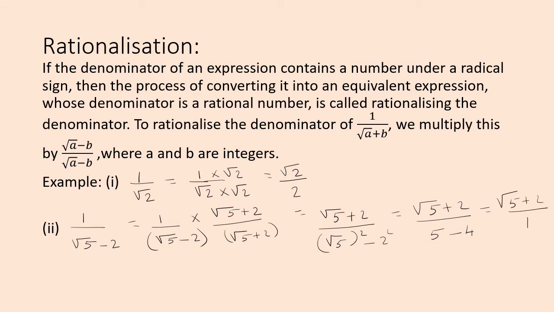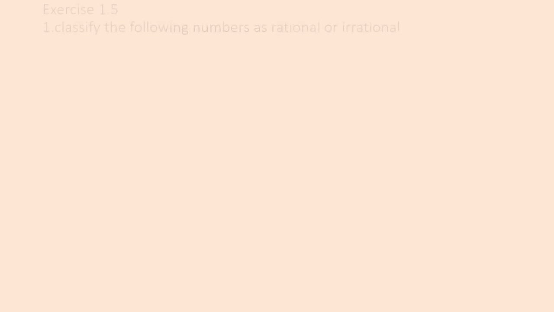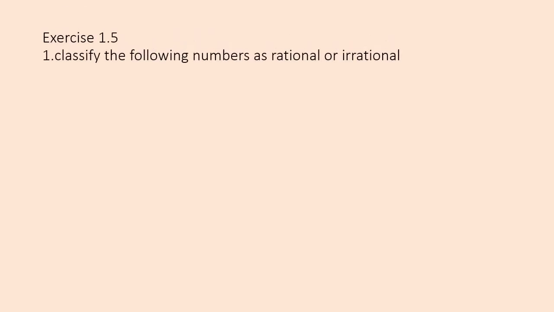Now the denominator is a rational number. You can write it as root 5 plus 2. So 1 upon root 5 minus 2 we have rationalized, and you are getting an equivalent expression, that is root 5 plus 2. Exercise 1.5, question number 1.